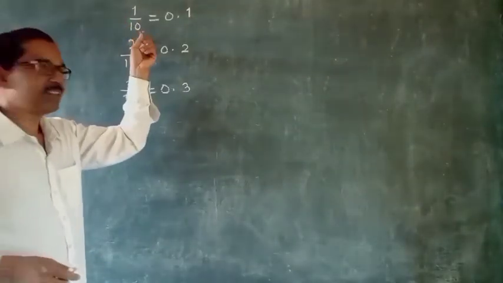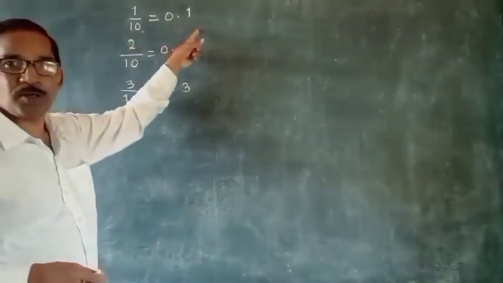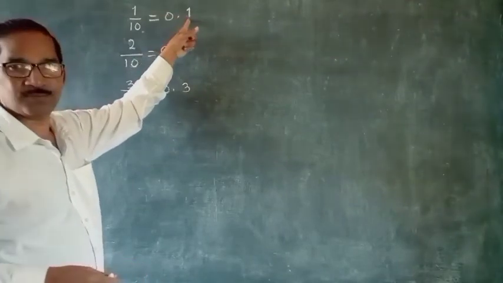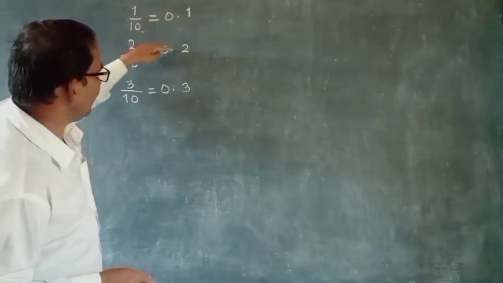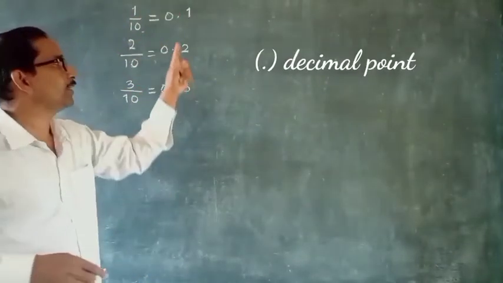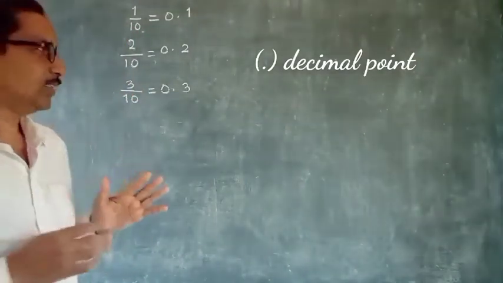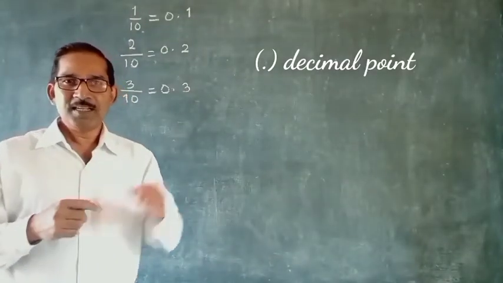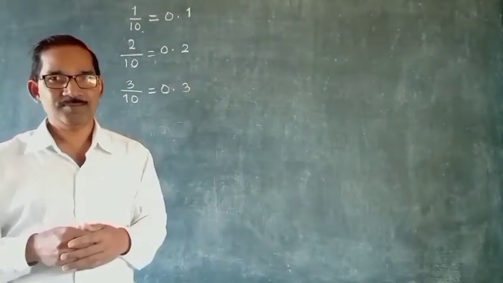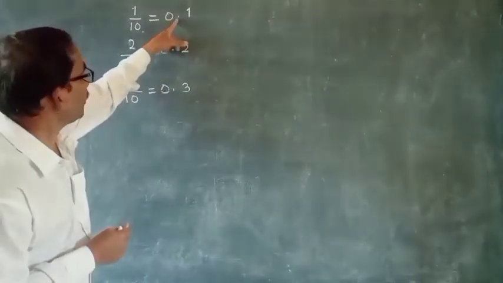Okay. Now see, when I write 1 by 10, its decimal form will be 0.1. Right? So this is a point and this point is known as the decimal point. Why is it called the decimal point? Because it is the 10th position. That means the 10th part of the number is shown as this point.